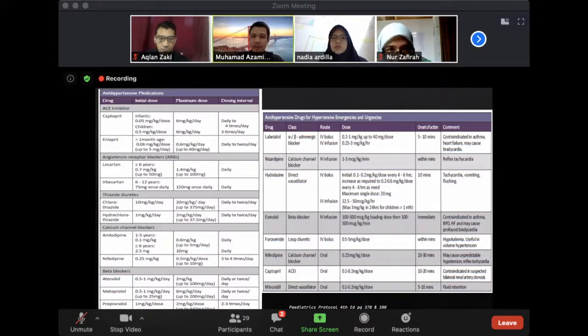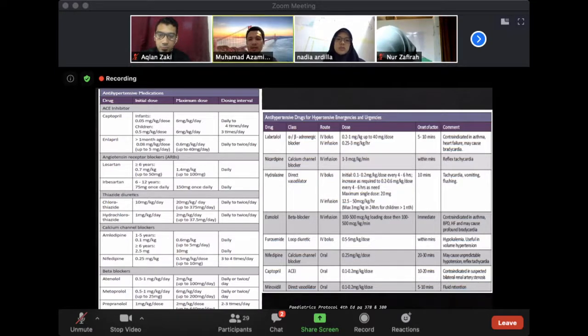Okay, so it doesn't really mention which one to use, and normally you basically assess them first. So you assess is this child hypertensive due to fluid overload, ataupun benda lain. So normally we always start with the IV labetalol. The reason that we start with IV labetalol is because it does not have a long half life. So that's why you use IV labetalol.